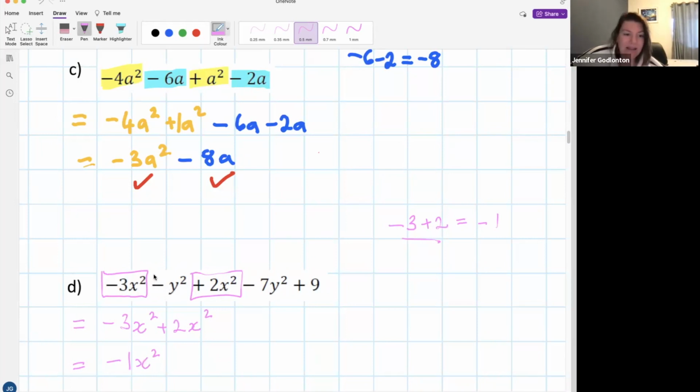Okay, now let's look at our y's. So I've got negative 1y squared minus 7y squared. And I find if you put the 1 in, it makes it easier to not make a mistake. So I have negative 1 minus 7. What's that going to give me? Negative 1 minus another 7.